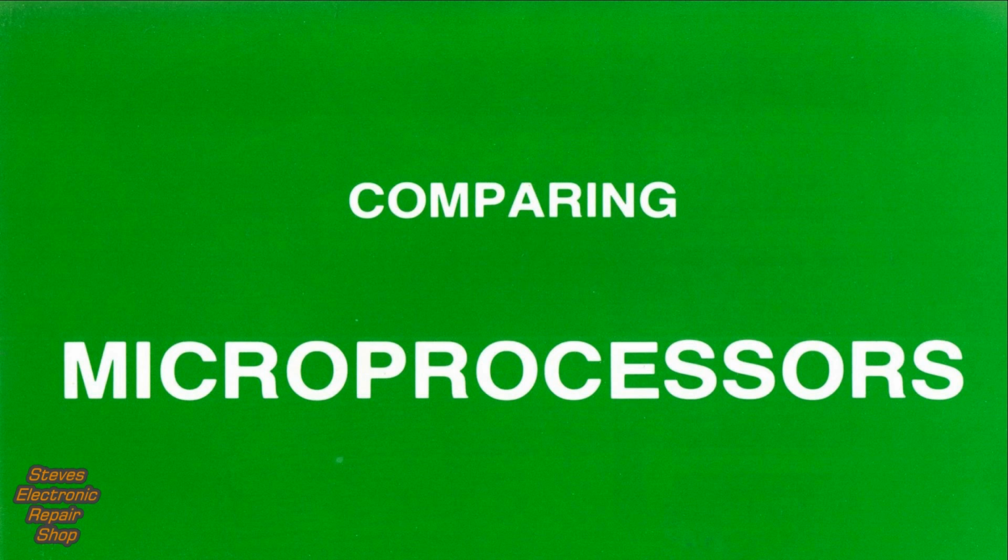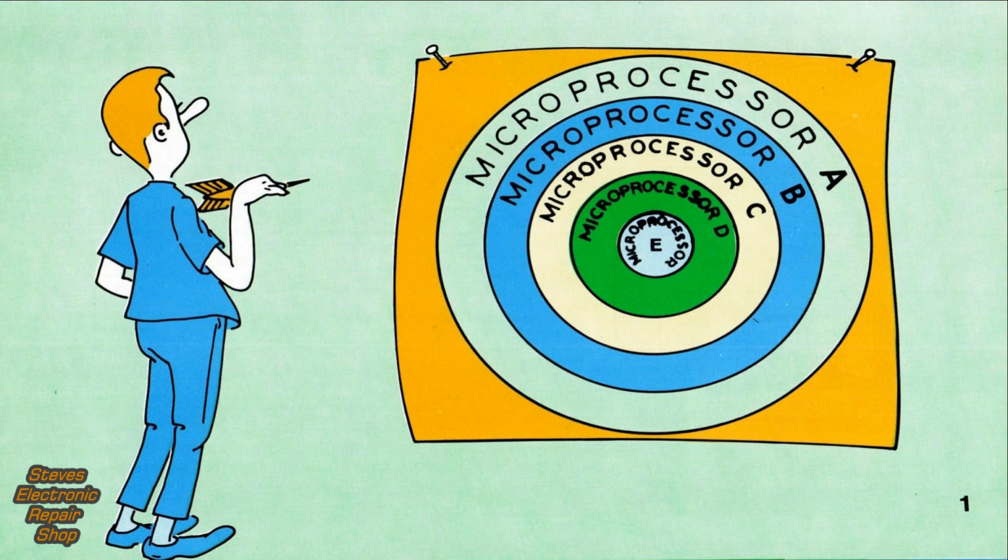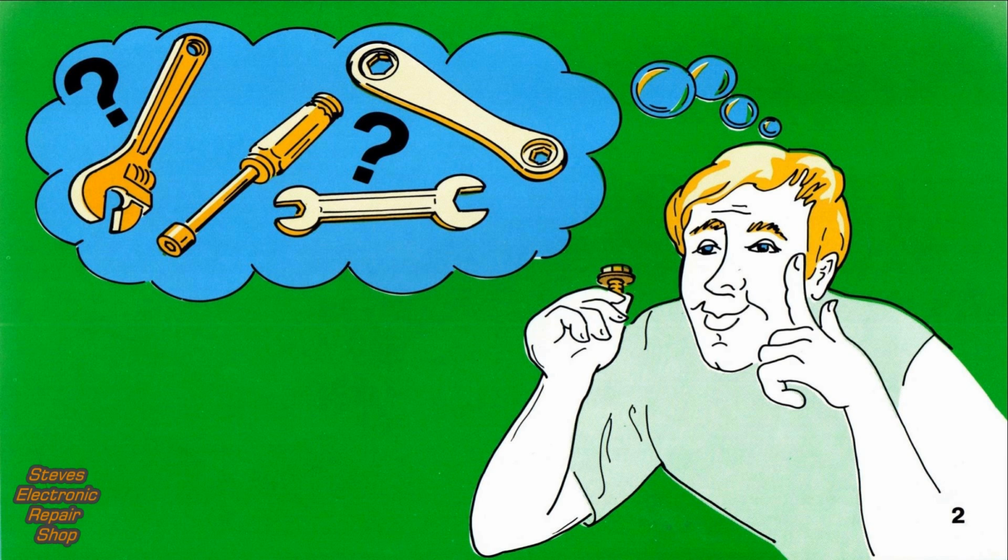Comparing microprocessors. Frame 1. There are many microprocessors on the market today, but the selection of the right microprocessor for the job is far too important to be left to chance. Comparing microprocessors is like comparing hand tools. The selection depends to a large degree on the application and personal preference.